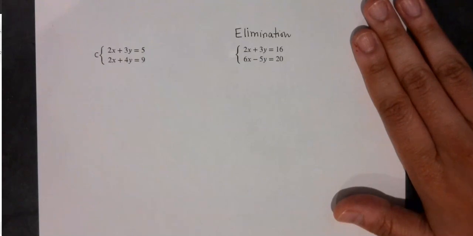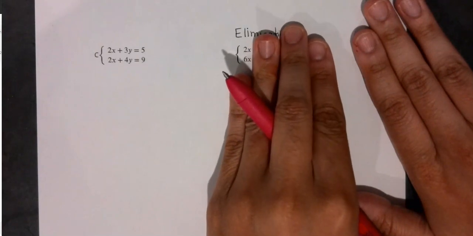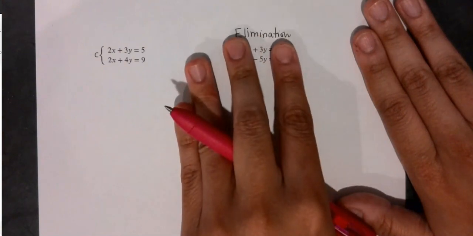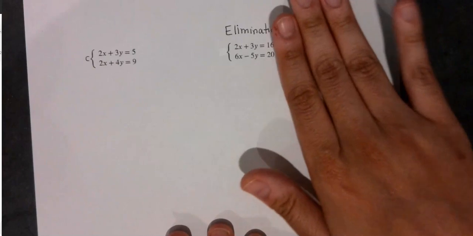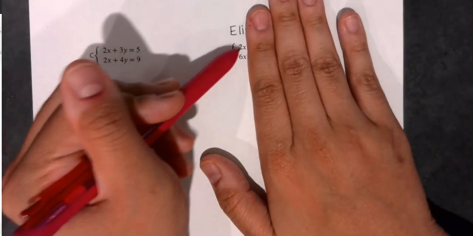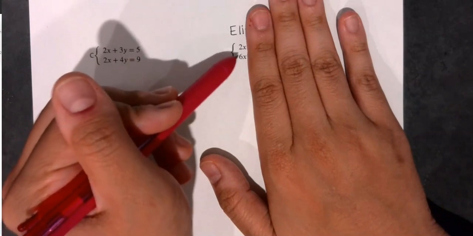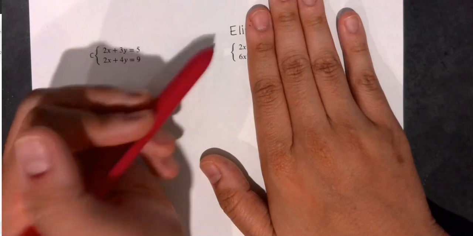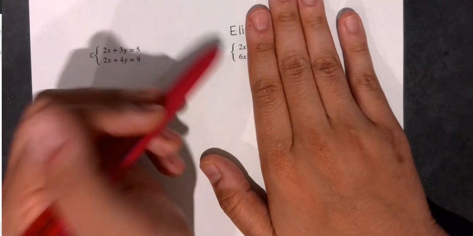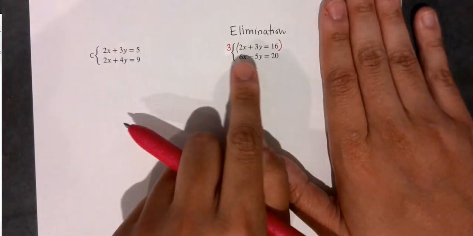So what I have to do first is multiply one of these equations, the top one or the bottom one, by a number so that I will have the same number for the x's or the same number for the y's. I like to go from left to right. So I look at my x's and ask myself, is there a number I can multiply? 2 times what will give me 6? Or the other way around, 6 times what is 2? Well, I know that 2 times 3 is 6. So I'm going to multiply this top equation by 3 to make my x's match.